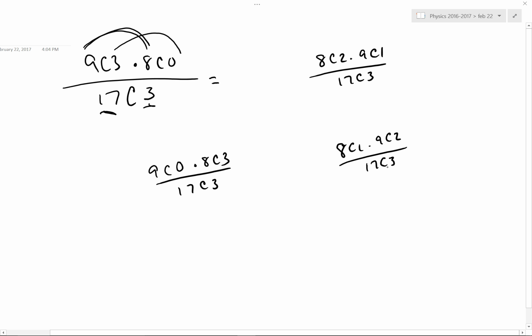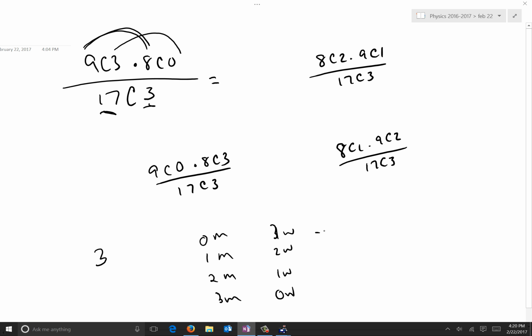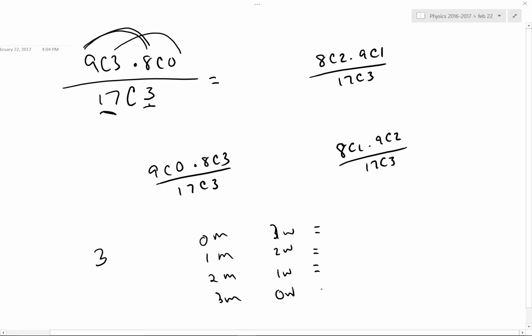And unless I'm mistaken, if you think about it, there's 3 people. You could take no men and 3 women, or you could take 1 man, 2 women, and 2 men, 1 woman, and 3 men, 0 women. So each of these probabilities better add up to 100% when you're done, because that's all there is.